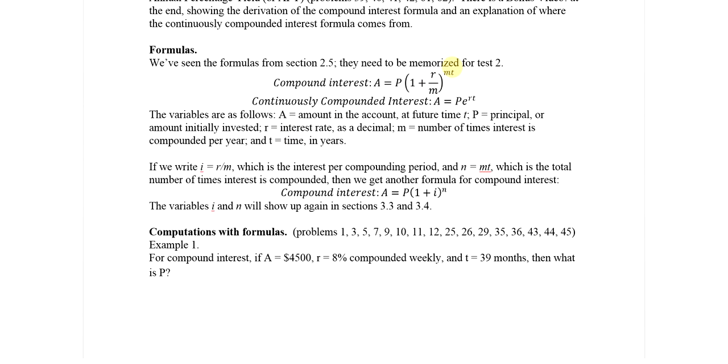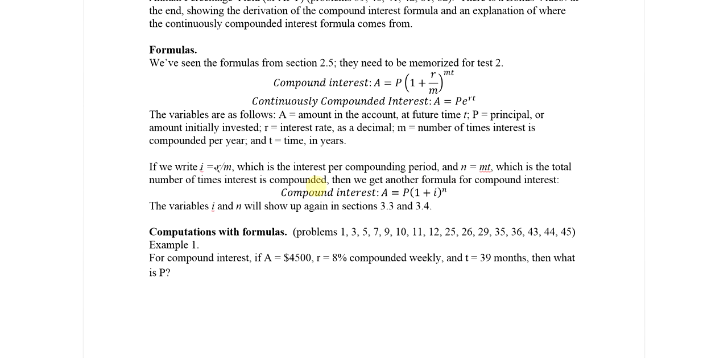Now we can write a slightly different formula for the compound interest formula. If we write i as R over M, that's the interest per compounding period. So if your rate is 12% a year compounded monthly, then that's 1% each month. n equals MT, your exponent, that's the total number of times interest is compounded. Again, if it's compounded monthly for 10 years, that's 12 times a year for 10 years, 120.